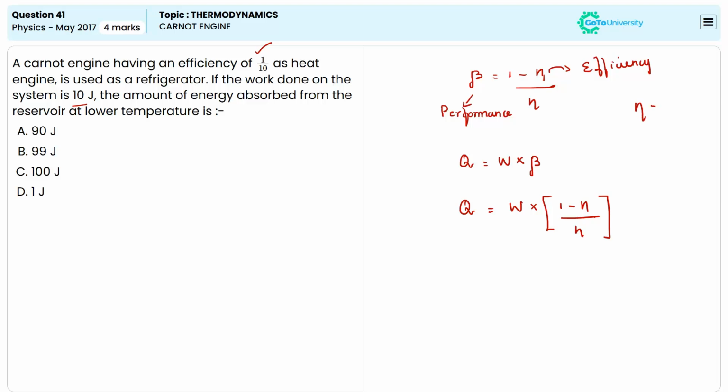Whereas eta, the efficiency, is given as 1 over 10 and the amount of work done is given as 10 joule. So Q will be equal to 10 times (1 minus 1 over 10) divided by 1 over 10. When we are simplifying this, we will get the answer of 90 joule. So the amount of energy absorbed from the reservoir at lower temperature is 90 joule and the correct option here is option A.